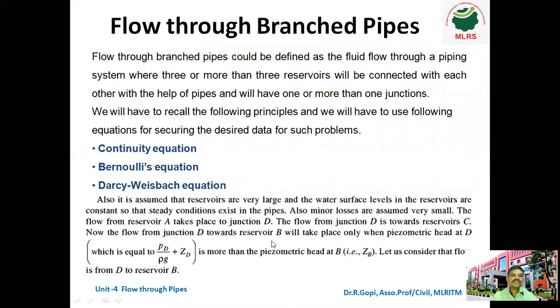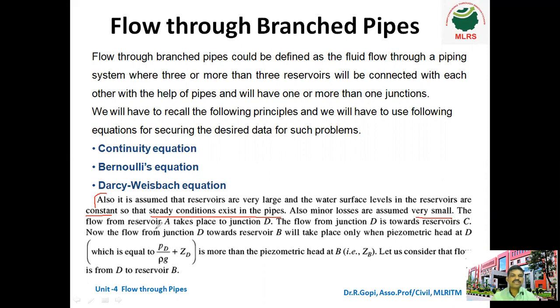you can see here the first point is important. It is assumed that reservoirs are very large and the water surface levels in the reservoirs are constant, so that steady conditions exist in the pipe. Steady flow occurs in the pipe. Also, minor losses are assumed to be very small, so we can neglect them in this type of problem. Don't bother about minor losses.